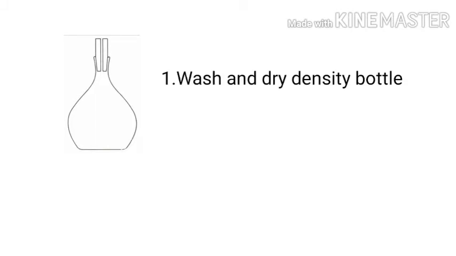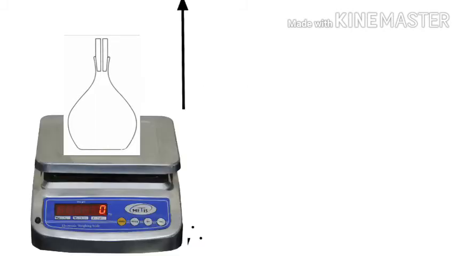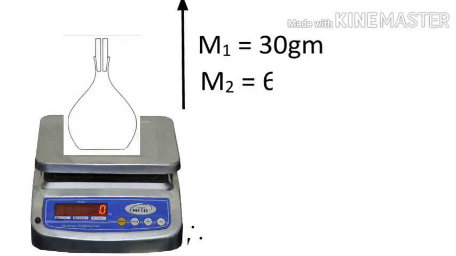First, wash the bottle and dry it. Then, measure the mass of the empty bottle using the beam balance. Let the mass M1 be equal to 30 gram. Remove the stopper of the bottle and fill it with water. Replace the stopper, wipe the outside of the bottle dry. Measure its mass again. Let the mass be M2 gram and it is equal to 60 gram.